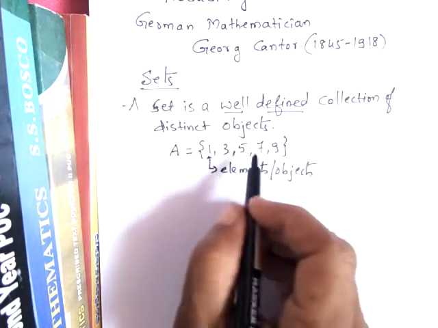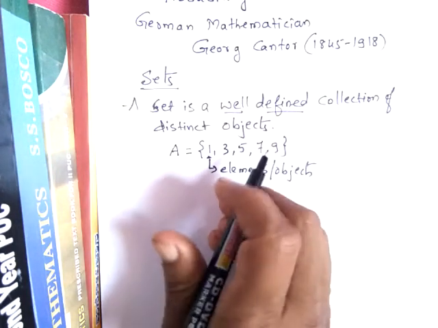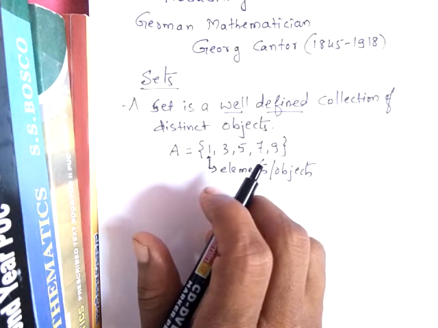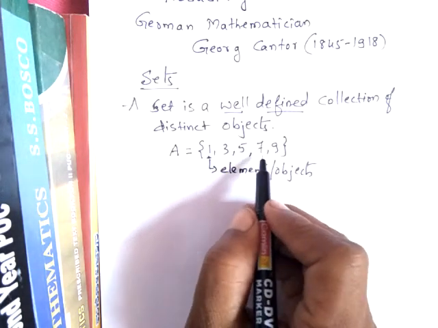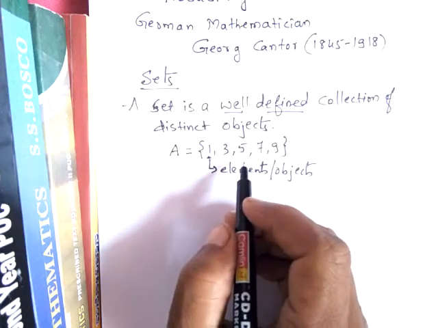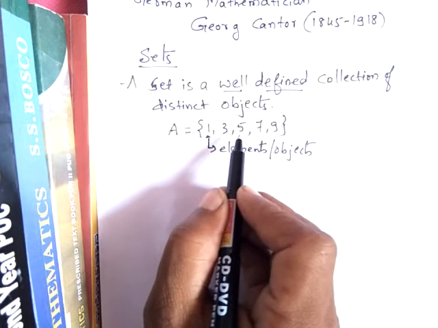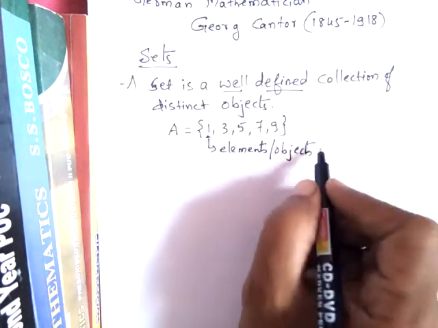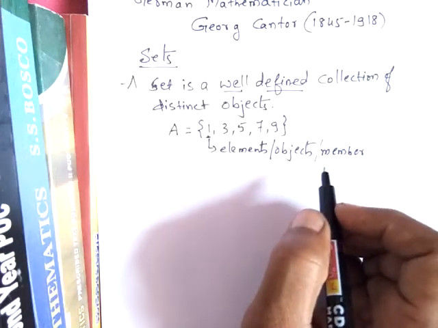All these objects or elements belong to some one category, for example, here numbers. So these are all elements belonging to numbers. Each object belonging to the set is called an element or a member. You can also say member. This is also correct.